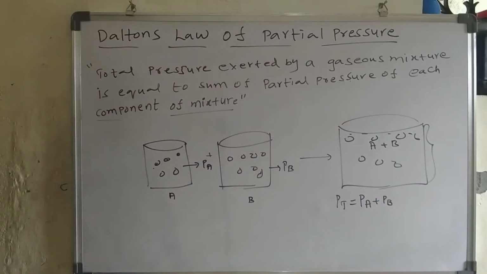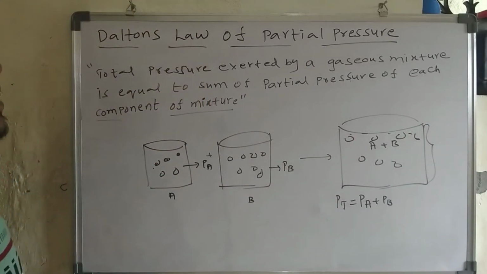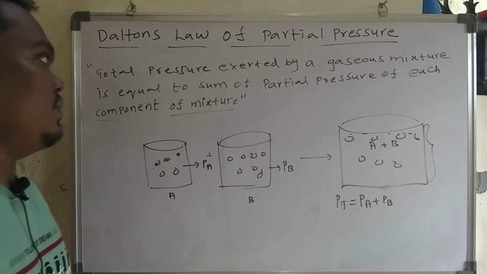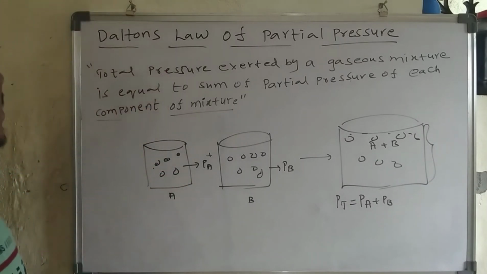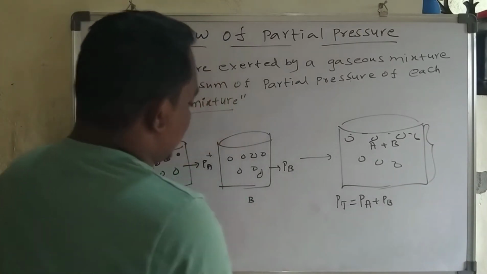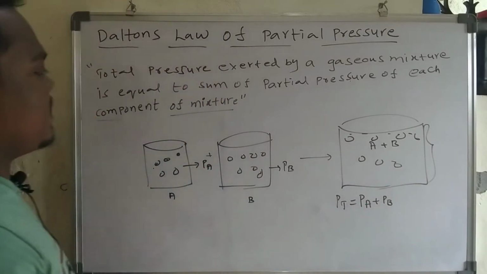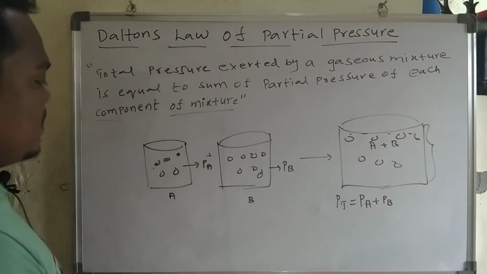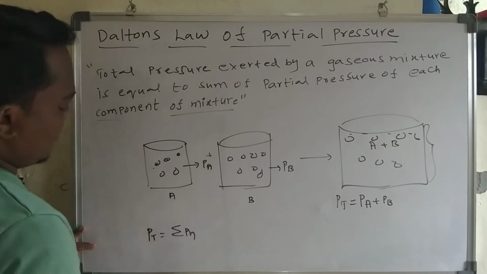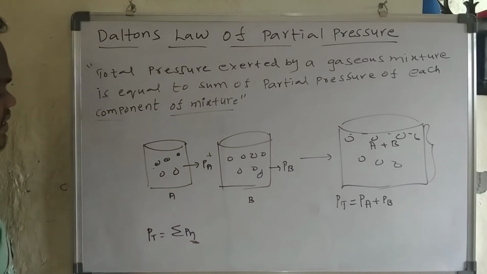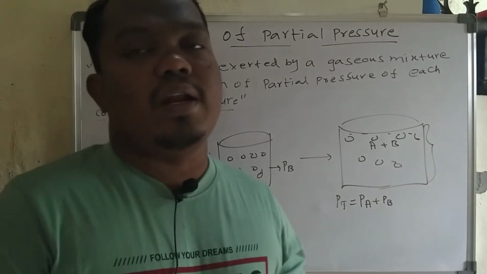So have you understood that? When we take a gaseous mixture, the total pressure exerted by the gaseous mixture is equal to the sum of the partial pressures of each component of the mixture. If I took here only two gases, then it is a combination of two partial pressures. If we take more than that also, we write that total pressure is equal to sigma Pn. So what is this? P is nothing but the partial pressure of n, and n is nothing but the n number of gases.